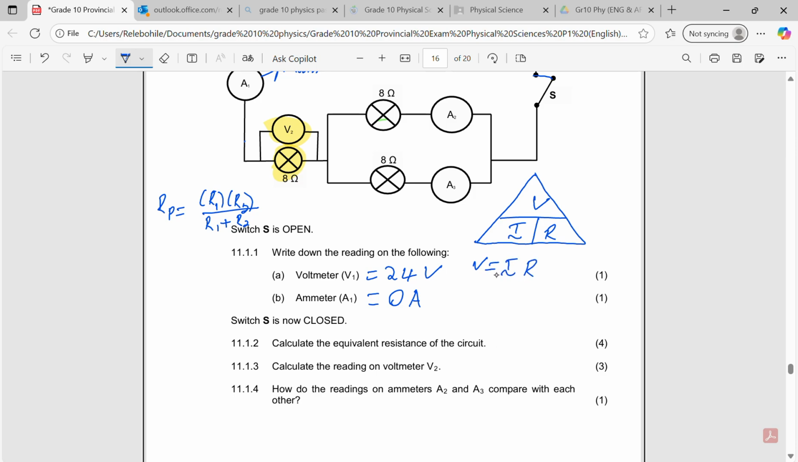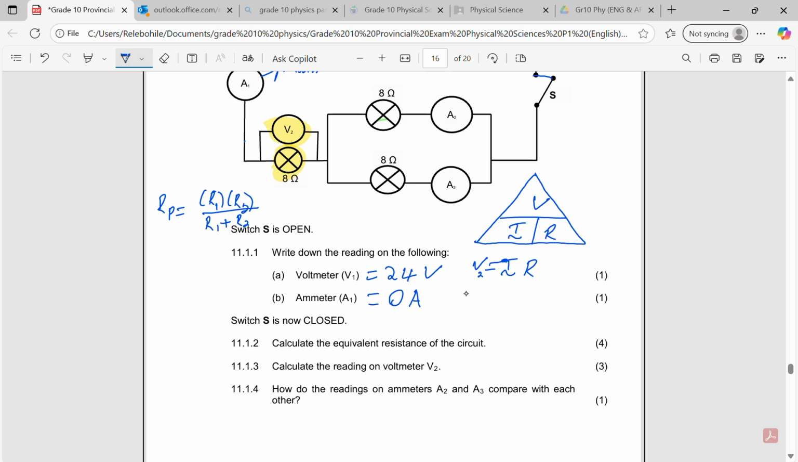Now I have to check, guys, on this formula to say what do I need to find the reading on V2. I need to have my current. I need to also have my resistance. Do I have resistance? Yes, I do. The resistance I have is the one on that resistor, which is 8 ohms. Do I have current? That's where the problem is. I do not have current in this case. So I have to firstly start by finding my current.